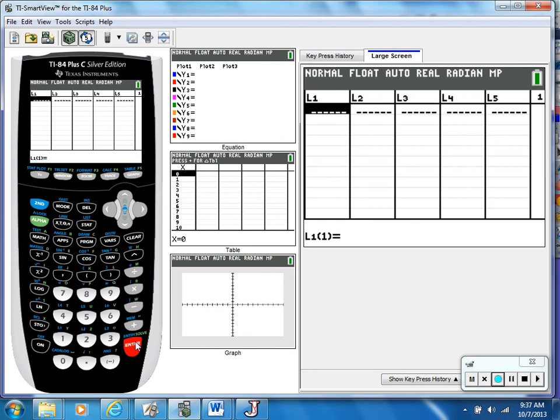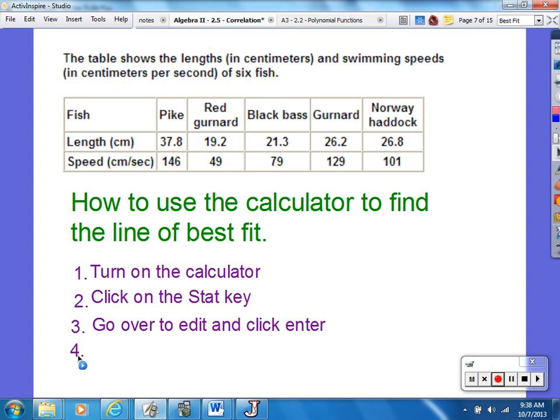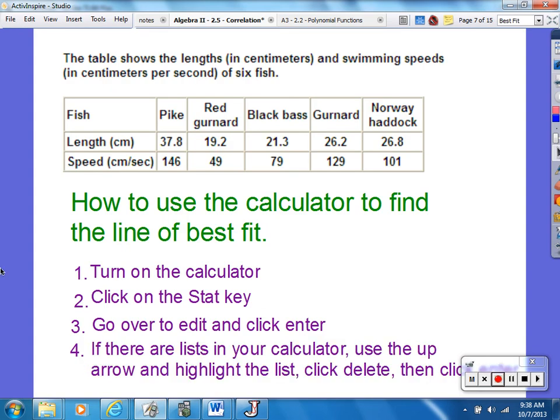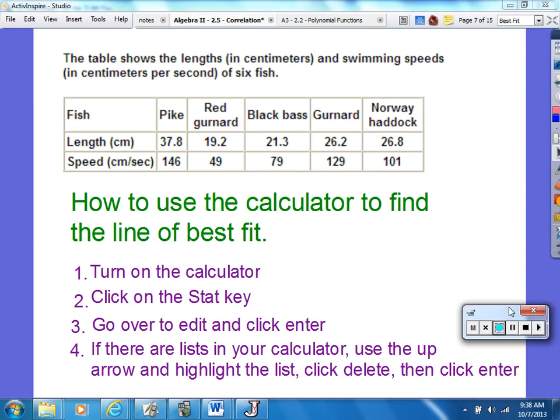Does anybody try to do it a different way? You click the delete button a few times and it clears it too. Now, that worked easily because there were only 5 data points, right? Well, my lovely Algebra 3s sometimes enter 100 data points, and you don't want to have to sit there and click delete 100 times. So that's the quick way to clear the entire list all at once. Let me write that down for you. In order to clear the entire list, use the up arrow, highlight the list, click clear, then click enter.